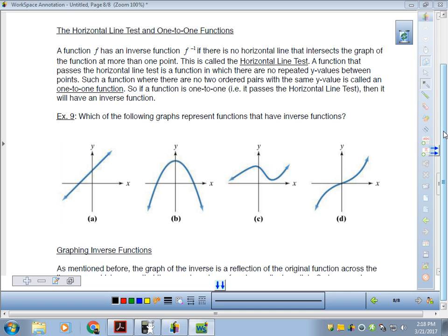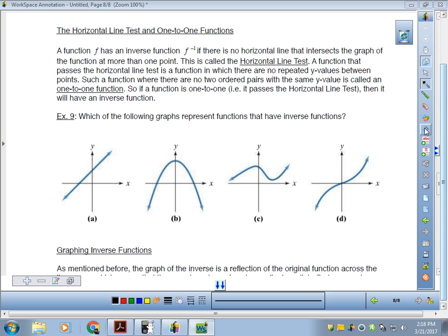Now, sometimes we can take functions that are not one-to-one, restrict their domain, and make them one-to-one. That restricted domain will have a restricted inverse function. But if we don't, then the only type of function we can look at that has an inverse is a one-to-one. And so what we're going to do here in example 9 is look at some graphs of functions, and see, does this function have an inverse function? How we do it is we check, is it one-to-one?